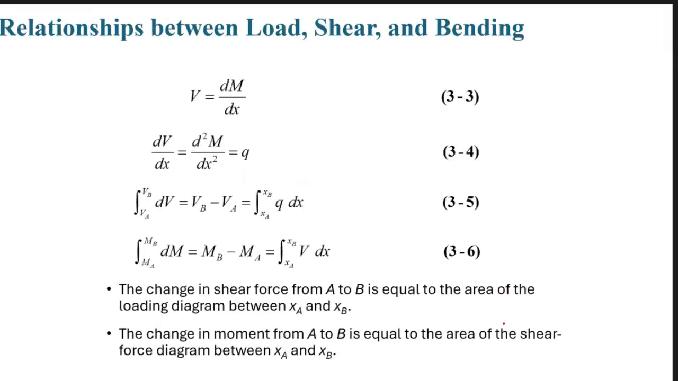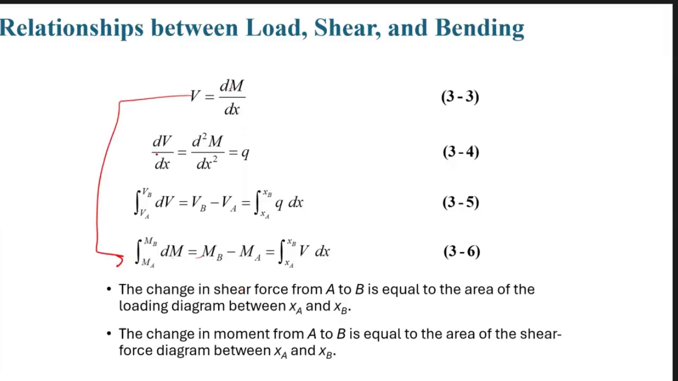Here is a key relationship you will use in every beam problem. The rate of change of moment is the shear; shear is the derivative of the moment. From this equation, dM = V dx. The integral of dM is MB minus MA, equal to the integral of V dx. What's the meaning? It means the change of the moment from A to B equals the area of the shear force diagram between xA and xB.